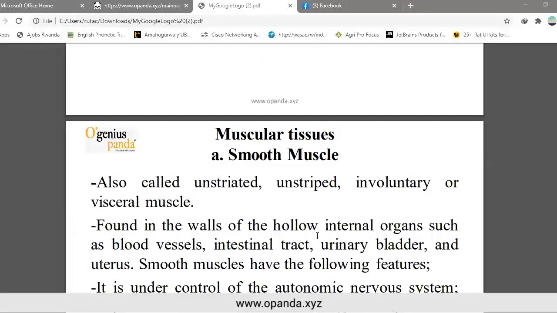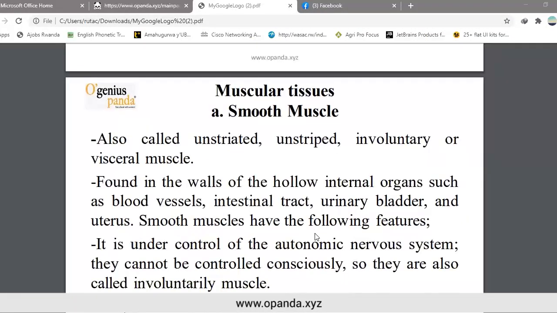Among the muscular tissues, you have smooth muscle, also called unstriated, unstripped, involuntary or visceral muscle, found in the walls of the hollow internal organs such as blood vessels, intestinal tract, urinary bladder, and uterus. Smooth muscles have the following features.